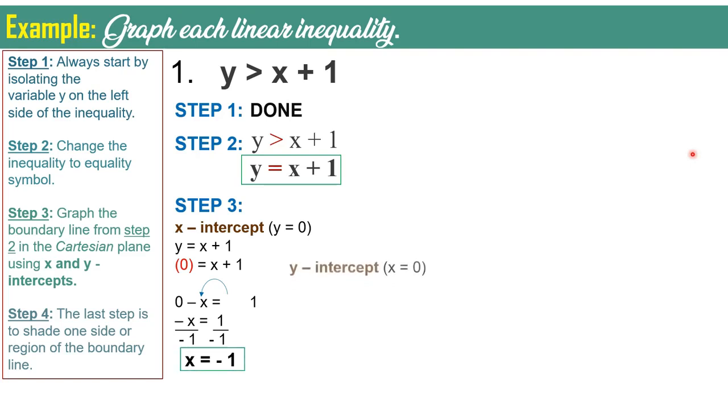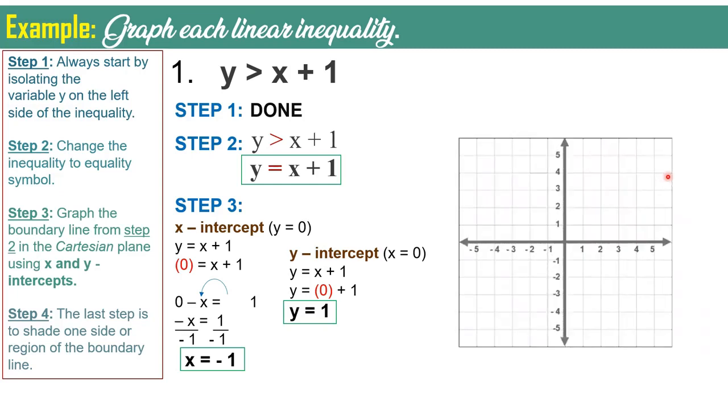Then, for the y-intercept, change the value of x into 0 using the same equation, y is equal to x plus 1. Remove x, change it with 0, or simply cancel x. Now we only have y is equal to 1. So the y-intercept is equal to positive 1. Since we already have the intercepts, we may now graph.